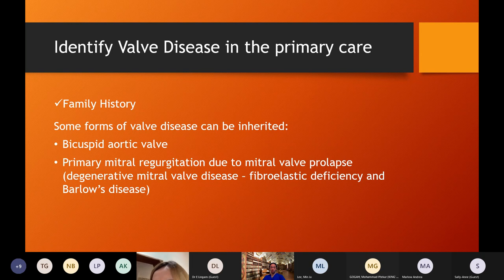Then the family history is also important, because unfortunately valve disease can be inherited, and this particularly applies to the bicuspid aortic valve. We know that first degree relatives of people with bicuspid aortic valve are more likely to have bicuspid aortic valve, so it is inherited. Also mitral valve prolapse, specifically degenerative mitral valve disease, fibroelastic deficiency, and Barlow disease, can also be inherited. We always recommend people with these conditions have their relatives screened. So both Ronak and myself suggest that first degree relatives of patients with bicuspid aortic valve and degenerative mitral valve disease be screened. But you may come across people who tell you, I have a brother who had this form of valve problem. In that case, be suspicious that they may have a similar valve problem as well.